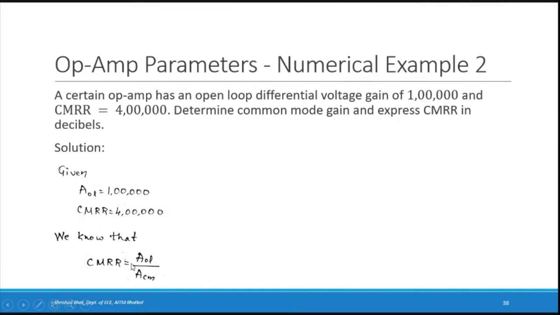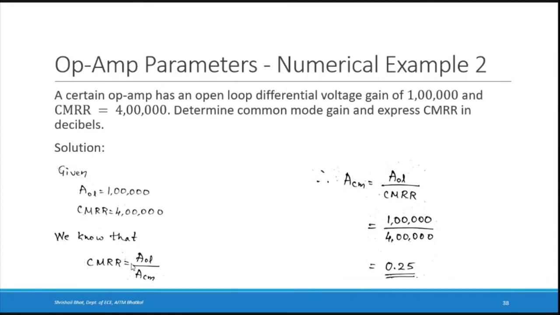So what is ACM? It is AOL by CMRR, right? If you just rearrange that, you get AOL by CMRR. Just substitute 1 lakh divided by 4 lakh. Calculate. What is the value? 1 by 4, 0.25, right? So it's 0.25. That's the common mode gain.